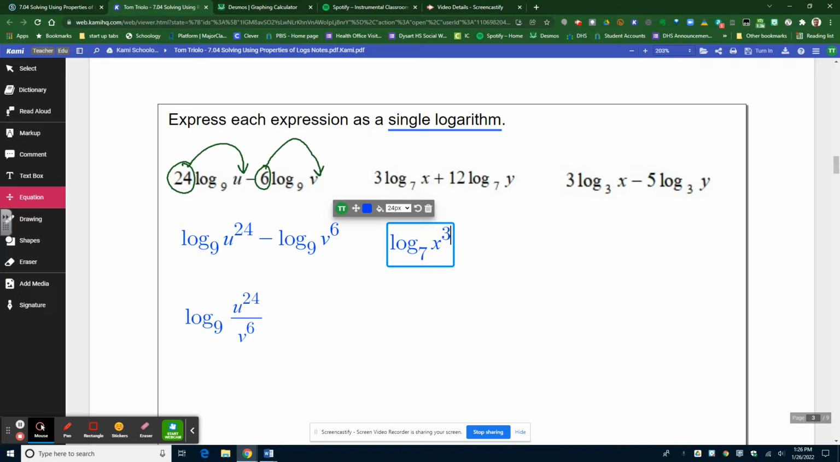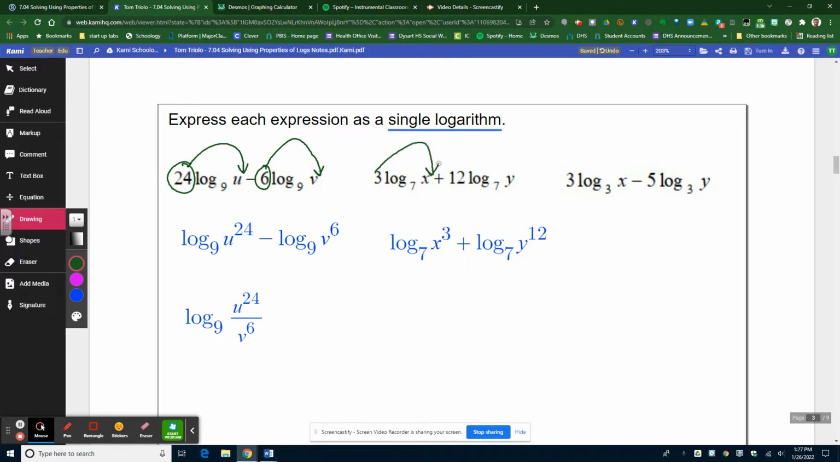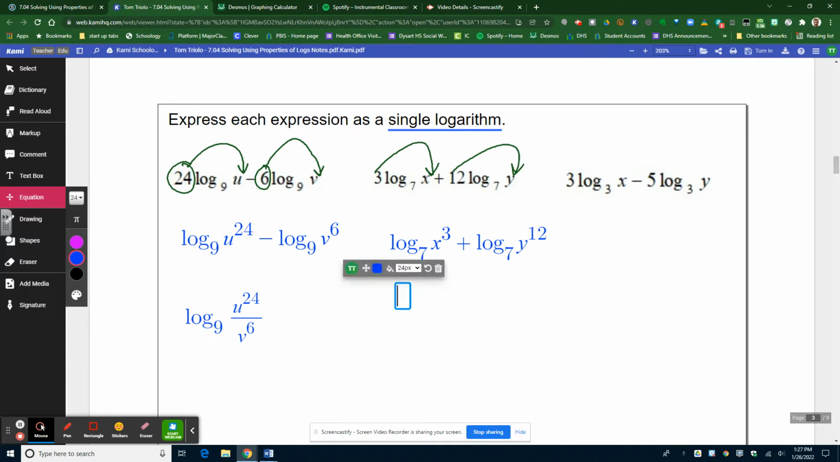What happens if they're different? We'll get to this a little bit later. Okay, plus log base 7 of y to the 12th. Okay, so all I did was move the 3 and the 12 to the respective variables and make them exponents. That's it. Second step, and this is the one that is changing it into our single logarithm, what we're trying to do here.